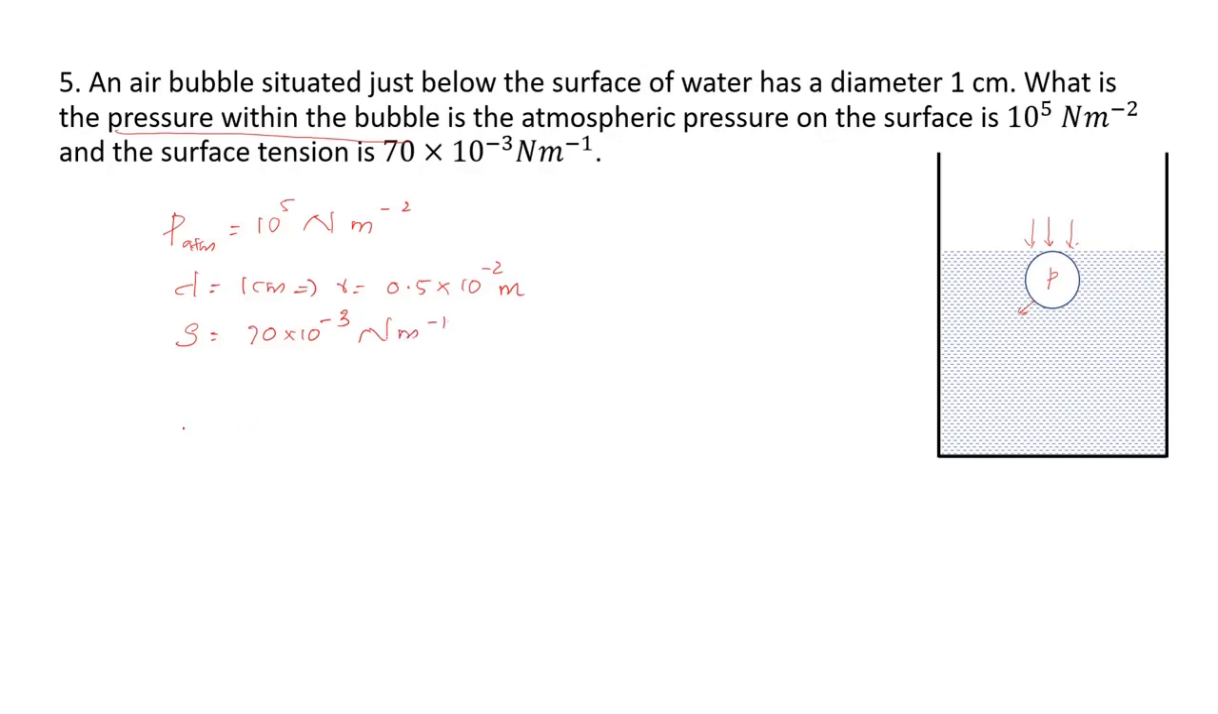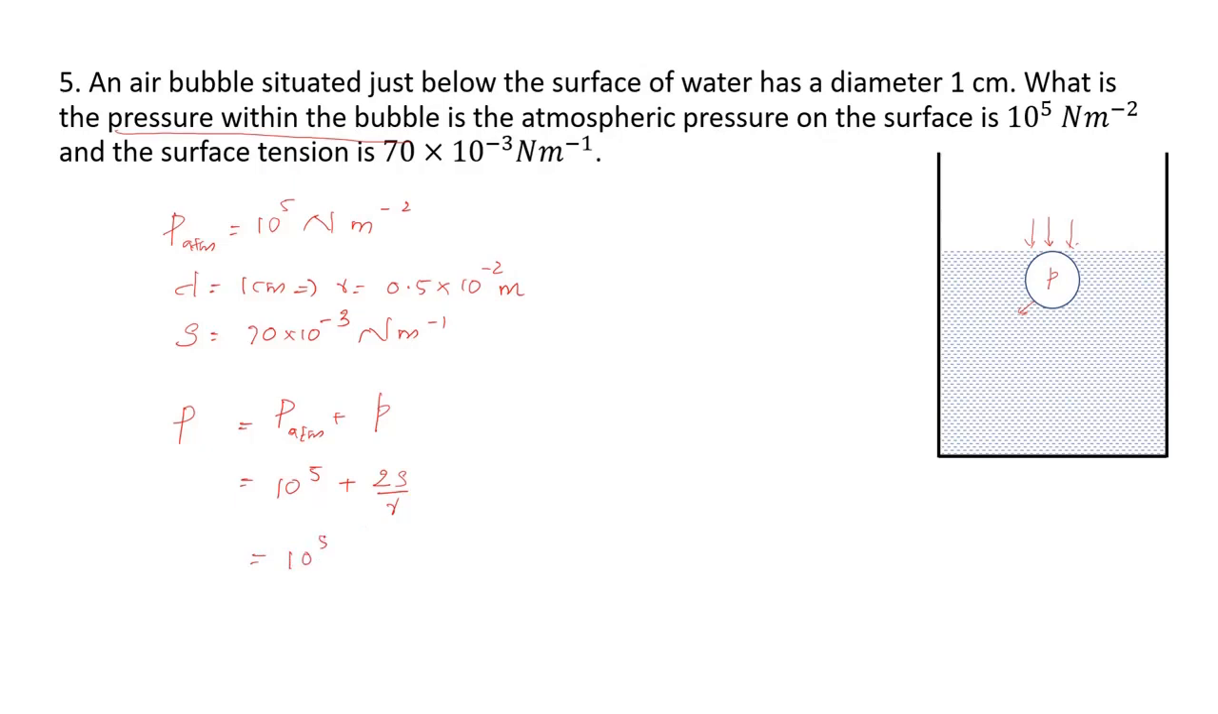Therefore, the total pressure will be the atmospheric pressure plus the pressure inside the bubble. And atmospheric pressure, we know it is 10 to the power 5, plus pressure inside the bubble. It has only one surface and it has a radius small r. Therefore, the answer is 2S by r.